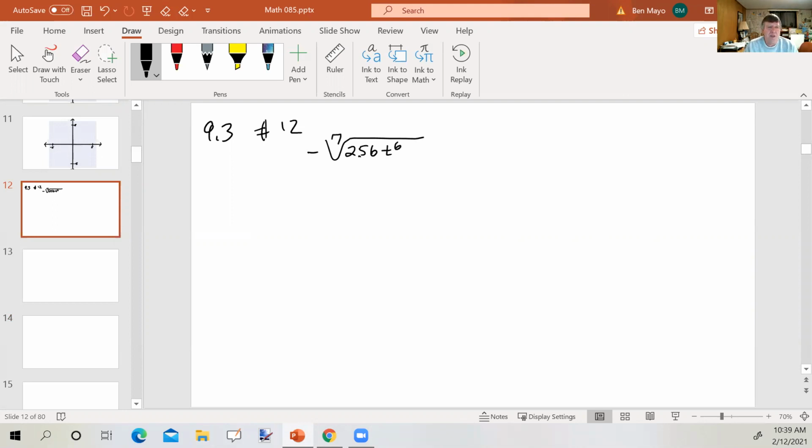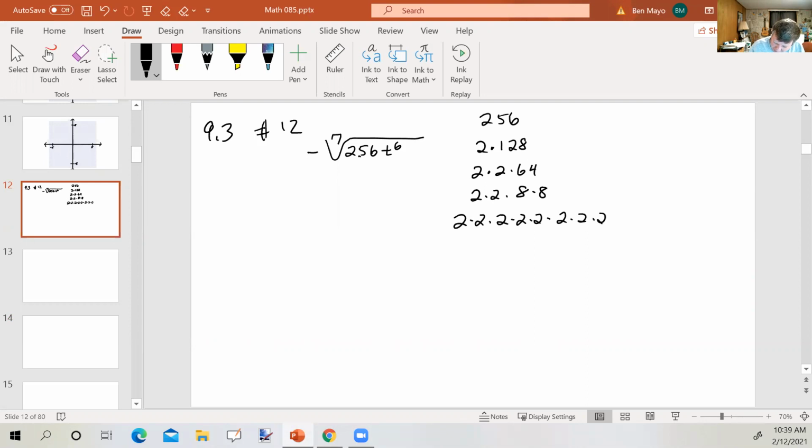So the first thing I'm going to do is take 256 and break it down and write it in prime factored form. 256 is even, so 2 goes into it 128 times. So 256 is 2 times 128. 128 is 2 times 64. 64 is 8 times 8. So what have I got? I've got 2 times 2, and the 8 would be 2 times 2 times 2, and the second 8 would be 2 times 2 times 2. So I've got 2 to the 8th power.